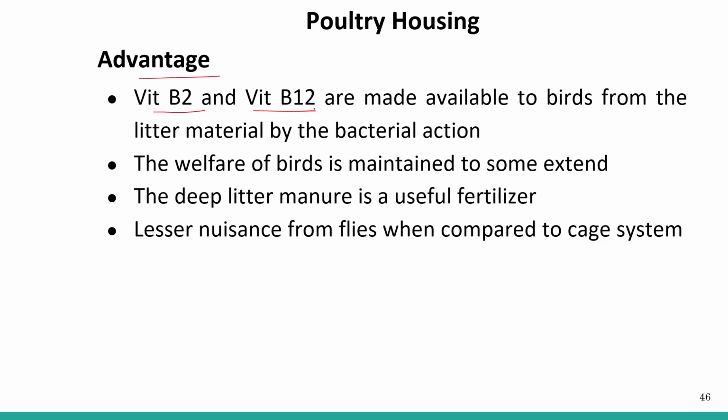Vitamin B2 and vitamin B12 are made available to the birds from the litter material by the bacterial action. The welfare of birds is maintained to some extent, and the deep litter manure is useful fertilizer. There is lesser nuisance from flies when compared to the cage system. So these are some of the advantages: vitamin B12 and vitamin B2 can be made available to birds from the bacterial action in the litter material only, and the welfare of the birds is maintained to some extent. The deep litter manure is useful fertilizer.